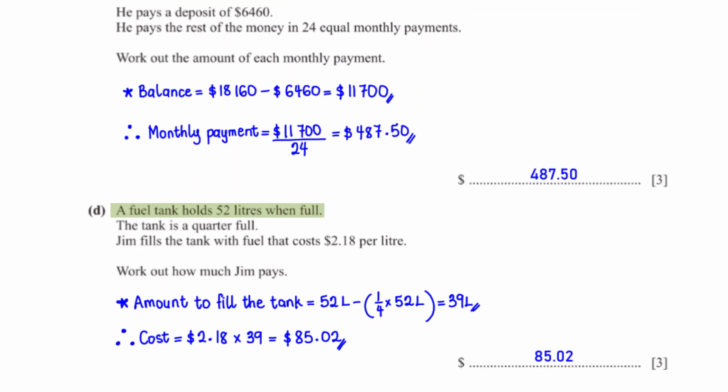A fuel tank holds 52 liters when full. The tank is a quarter full. Jim fills the tank with fuel that costs $2.18 per liter. Work out how much Jim pays.